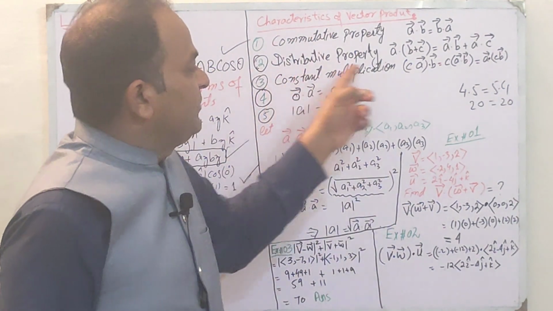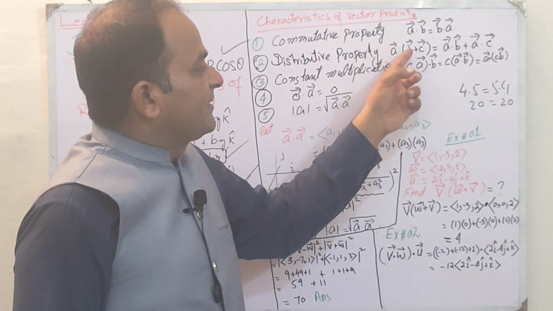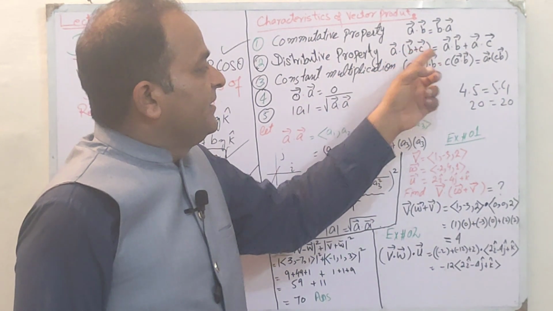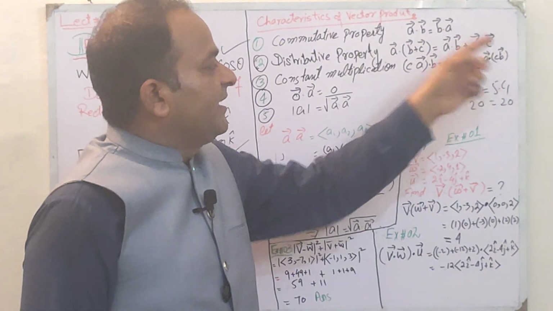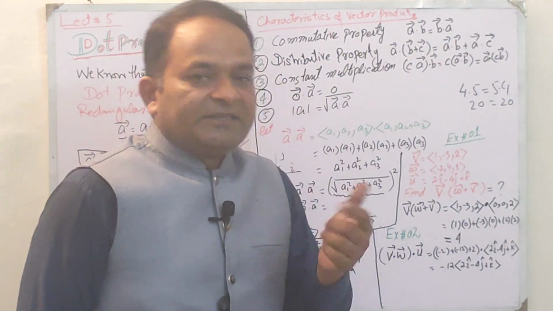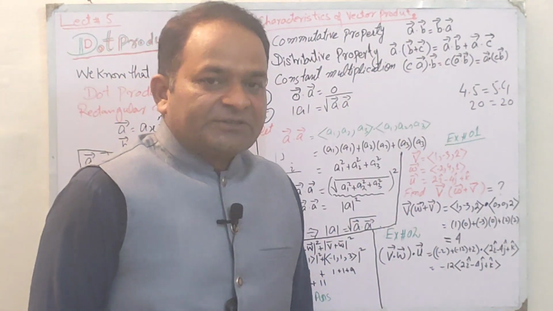Also the distributive property, you can prove that easily. Just take three vectors: A vector dot (B vector plus C vector). You will get A vector dot B vector plus A vector dot C vector. It is very easy to prove. You can prove it by yourself.